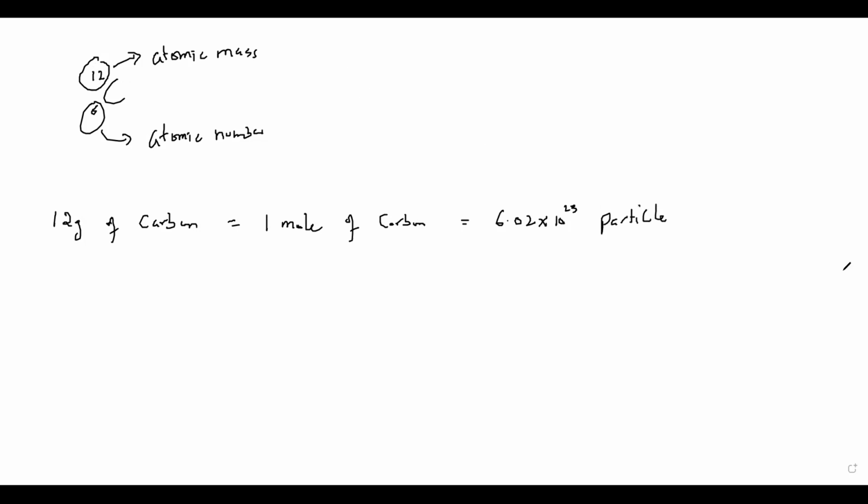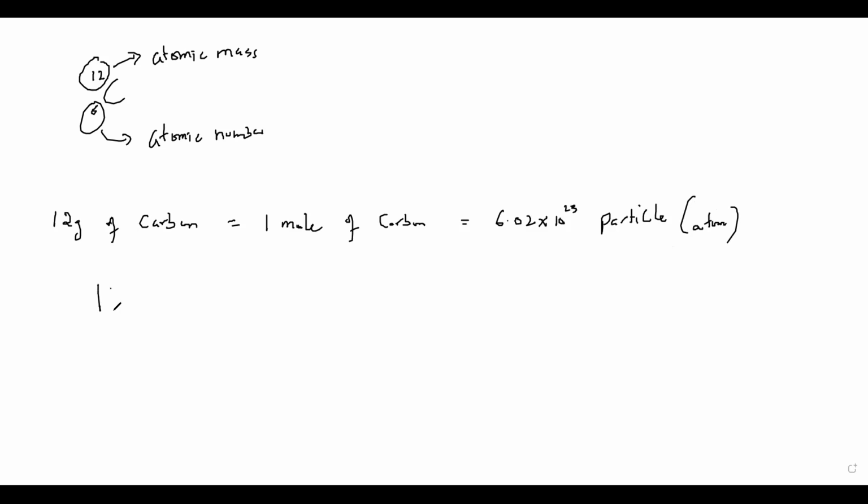Because this time we have atoms, the particle we can specify as atom. So 1 mole of any substance contains 6.02 x 10^23 particles or atoms, and mole is the amount of substance which is expressed in gram. So atomic mass or molecular mass which is expressed in gram is simply known as the mole.